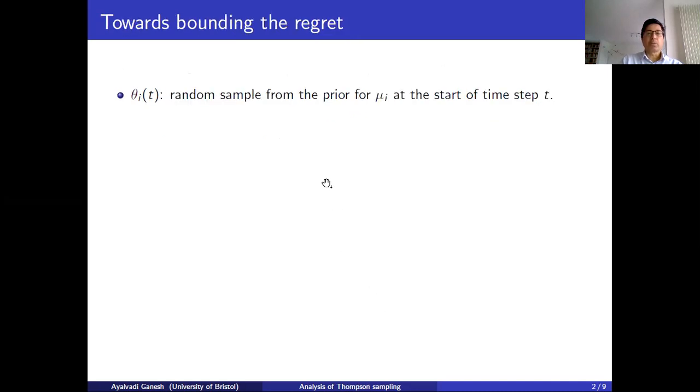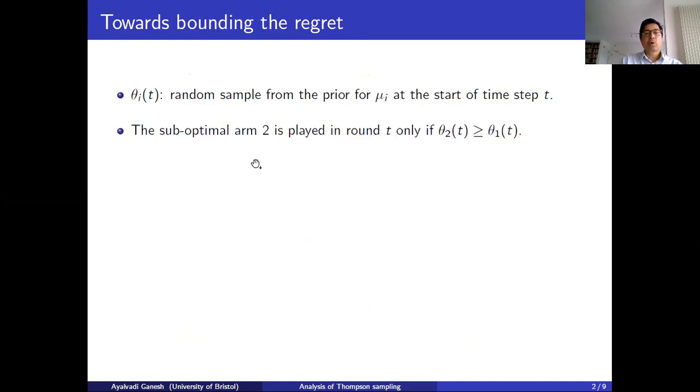And how do we bound this? So let's denote by theta sub i of t the random sample we get at time step t for the parameter of arm i. And the suboptimal arm is played only if theta 2 was at least as big as theta 1. If it's bigger, the arm is played. If it's equal, then you have to decide how these ties are broken.